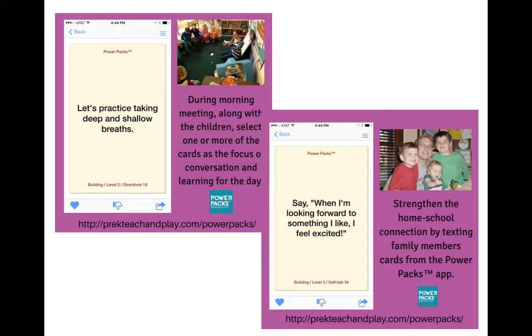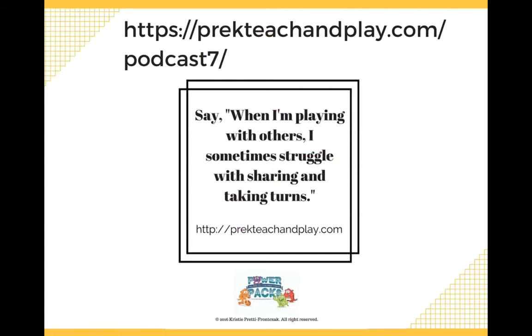You can also strengthen the home-school connection by texting family members some ideas that they can try out over the weekend or over a long break. You can also just put this in your blog or your weekly newsletter, an idea or a tip that any caregiver can implement with relative ease.